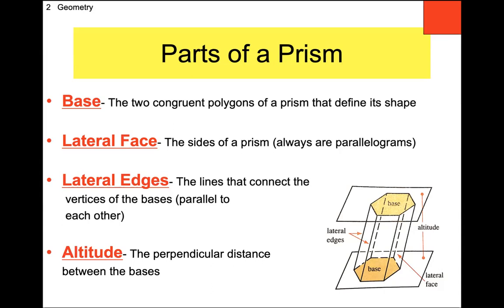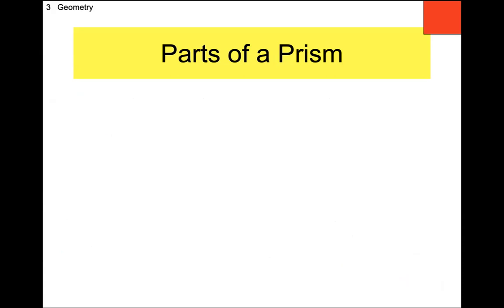The physical distance perpendicularly measured from base to base is called the altitude. Now, if you notice in the diagram right there, the altitude is marked in red. It's actually not touching the two bases, but it is touching the two planes, and the two planes are parallel. Generally speaking, the altitude will either be somewhere on the edge, a lateral edge, or it'll be a dotted line going from base to base. You'll see both of those. Okay, so those are the 4 definitions.